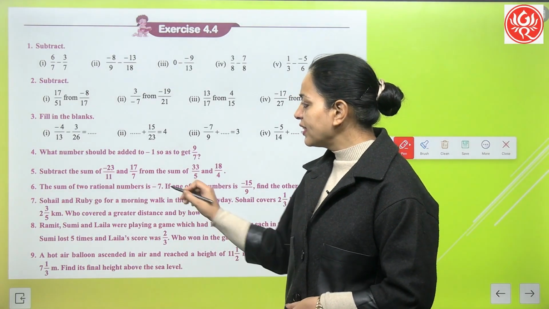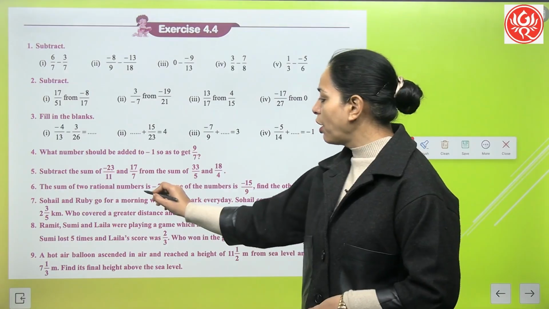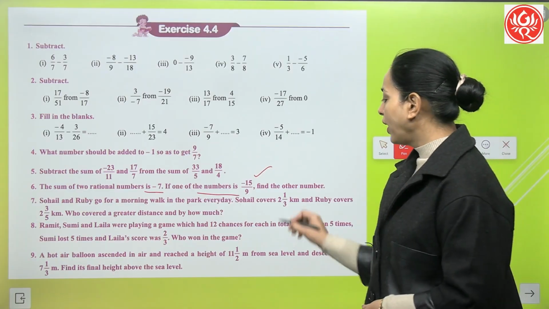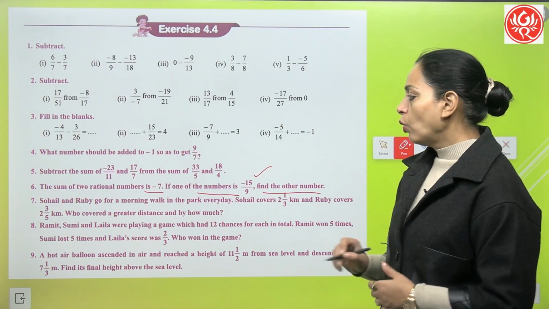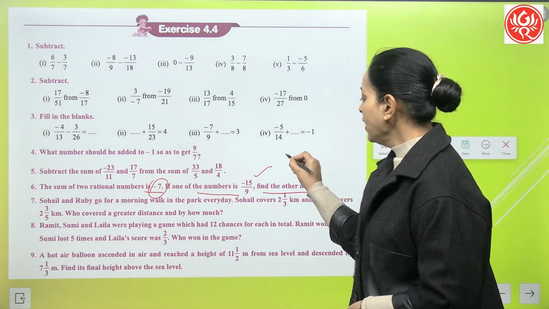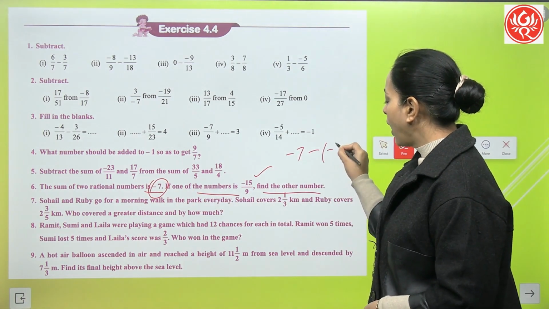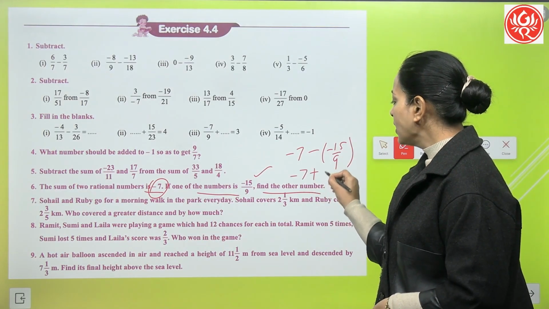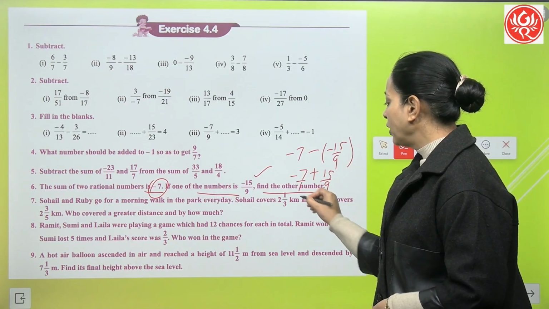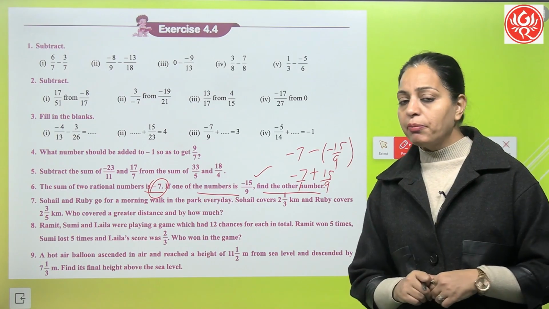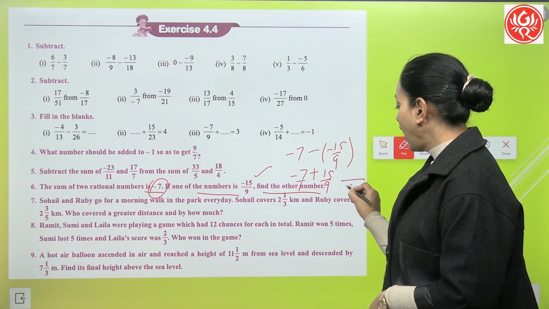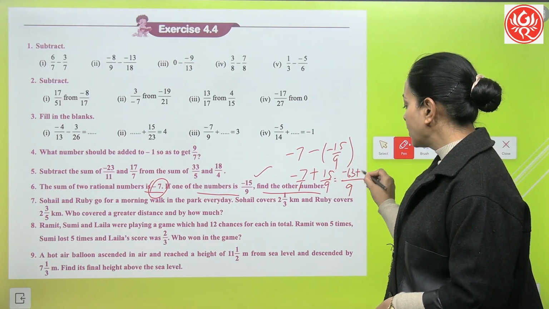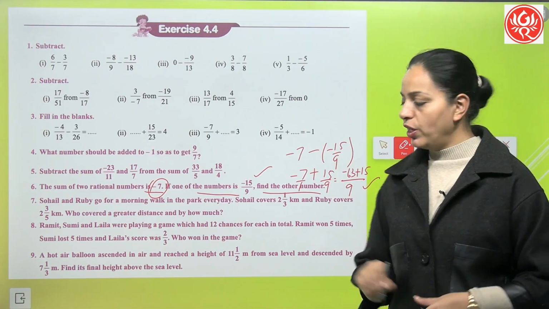Now here the next, like the sixth question, the sum of two rational numbers is minus 7. If one of the numbers is minus 15 upon 9, find the other number. So how will we find the other number? We will subtract the first number from the sum. So how can we write it? We can write minus 7 plus 15 upon 9. Now these are unlike rational numbers, so what to do? Take 9 as the LCM, then you can have minus 63 plus 15. Now we can evaluate it, right?